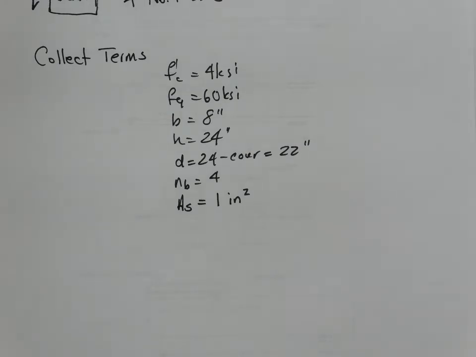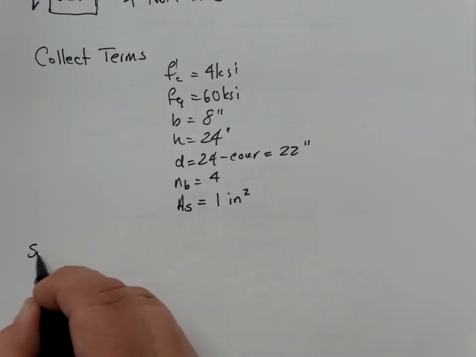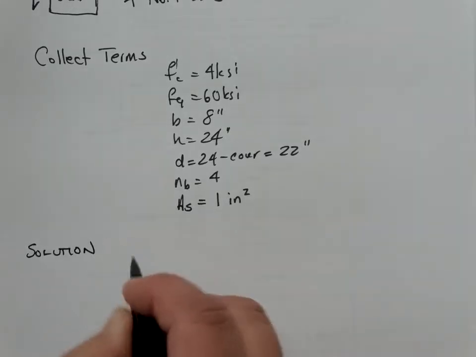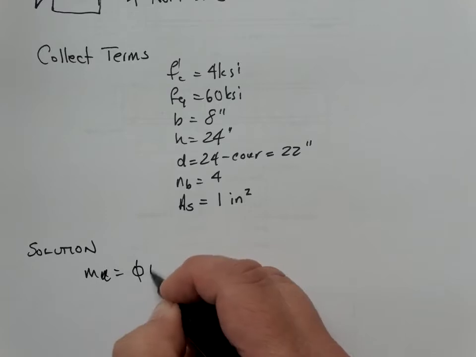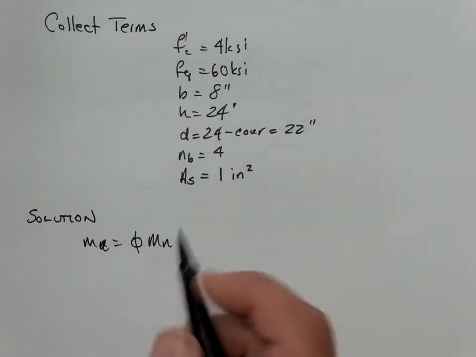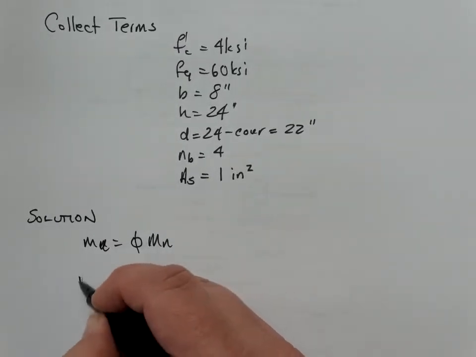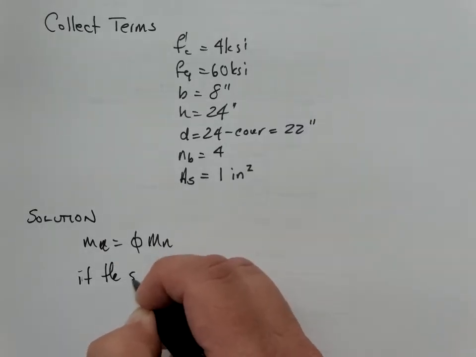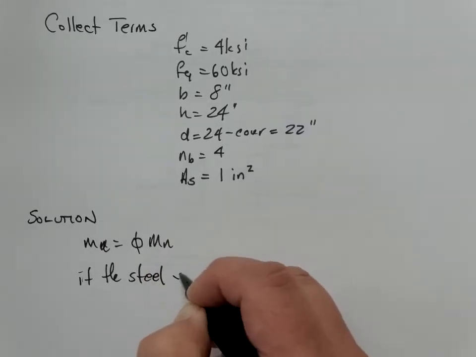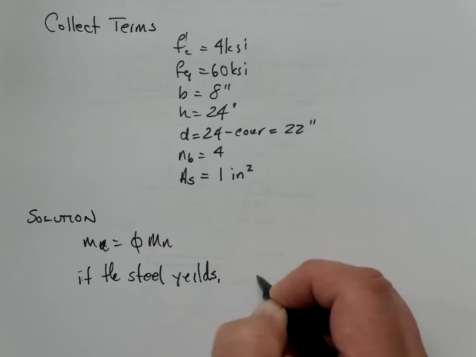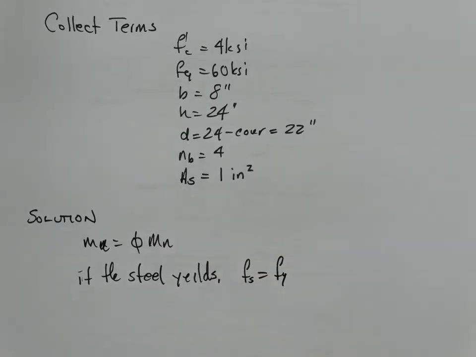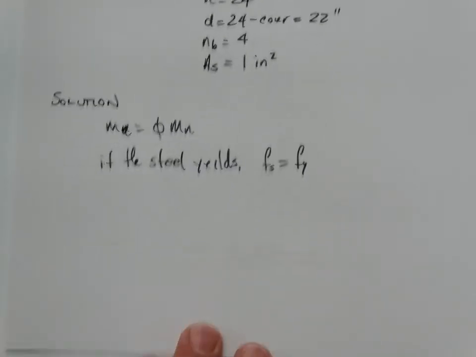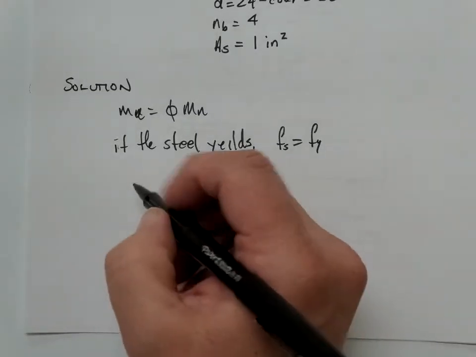So here's our solution. We know that M sub u is equal to phi M sub n, and we further know that if the steel yields, then f sub s is equal to f sub y. There's our assumption. From that assumption, it all falls out.